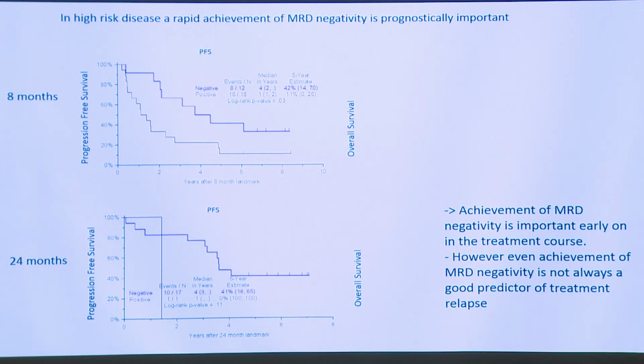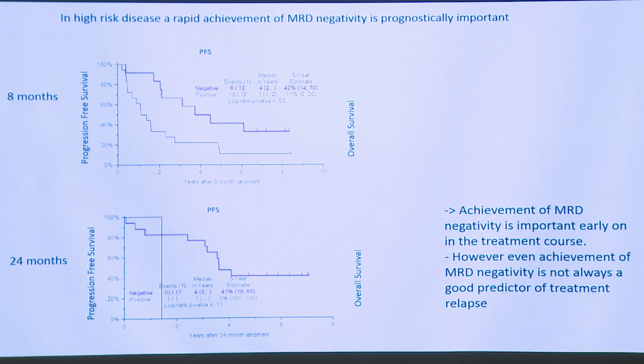Are they MRD negative after 8 months or not? And here you can see those that are negative have a significantly better outcome, or relapse less frequently, than those that have MRD positivity. But surprisingly, even those that are MRD negative still have a high relapse rate, and that really remains the clue and the issue with high-risk disease, that the disease relapses quickly despite aggressive approaches.